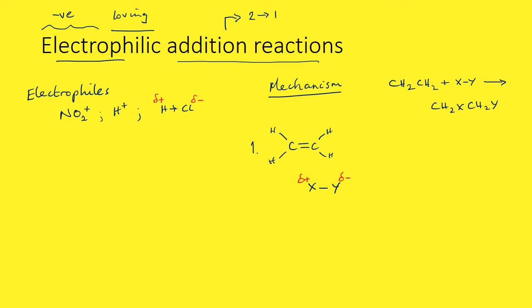So now what happens is that the electrons in the double bond attack the delta positive. We use a curly arrow to signify that, going from the electrons in the double bond to X. So X now is less inclined to keep its share of the electrons in the XY covalent bond, and the next little step is that the electrons in that XY covalent bond hop onto the Y atom.